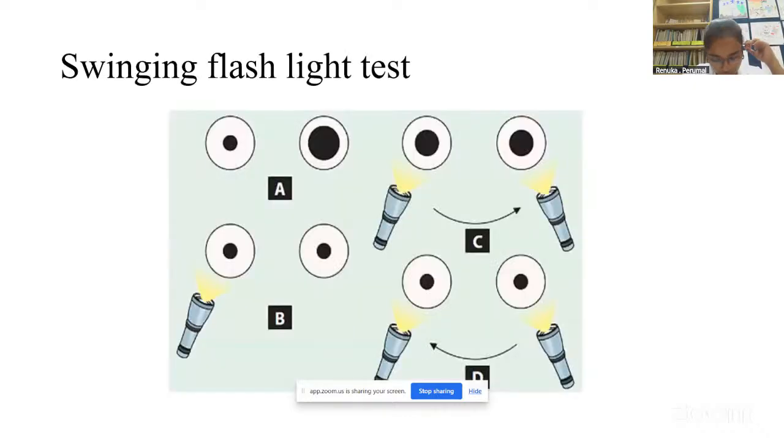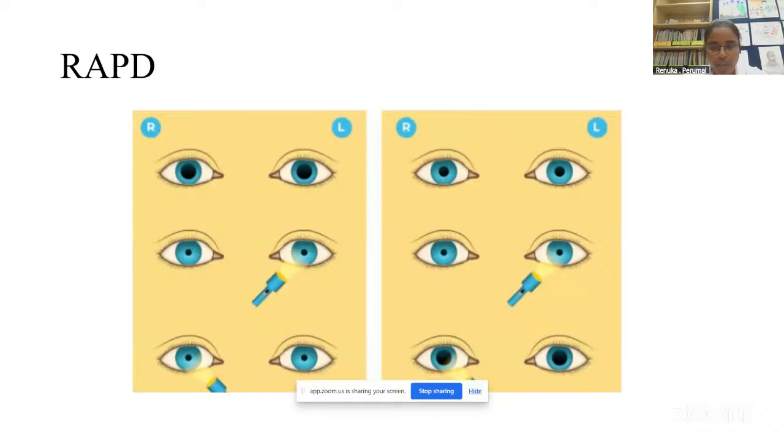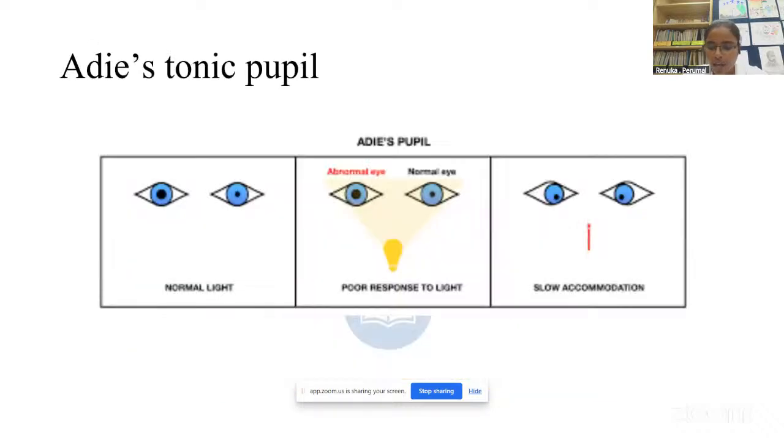Swinging flashlight test. It assesses the integrity of the afferent visual pathway and is mainly used to assess for relative afferent pupillary defect, as we discussed earlier.